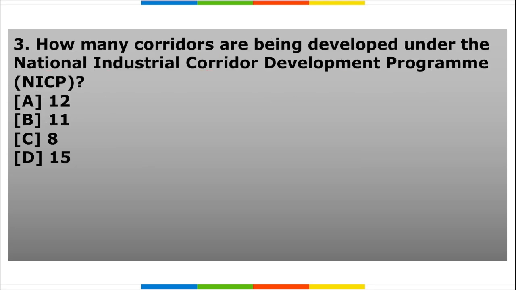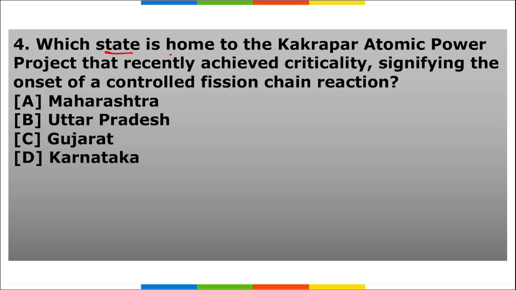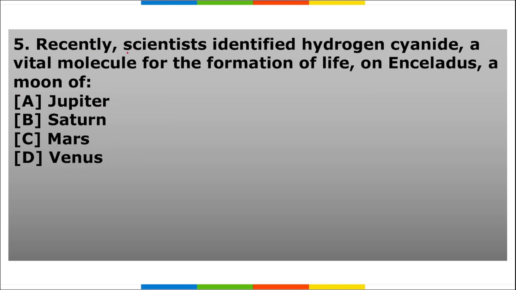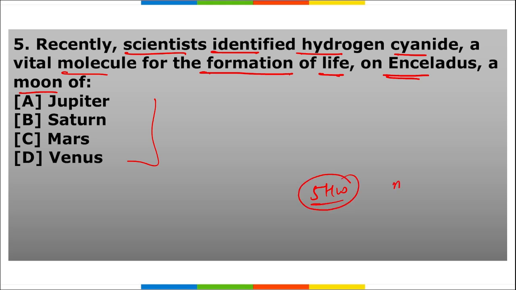Third, how many corridors are being developed under the National Industrial Corridor Development Program? Fourth, which state is home to the Kakrapar Atomic Power Project that has recently achieved criticality, signifying the onset of the controlled fission chain reactor? And fifth, recently scientists identified hydrogen cyanide, a vital molecule for the formation of life, on Enceladus, a moon of dash planet. So these are your 5 homework questions, friends, and I want to see maximum participation from all the students watching this video.